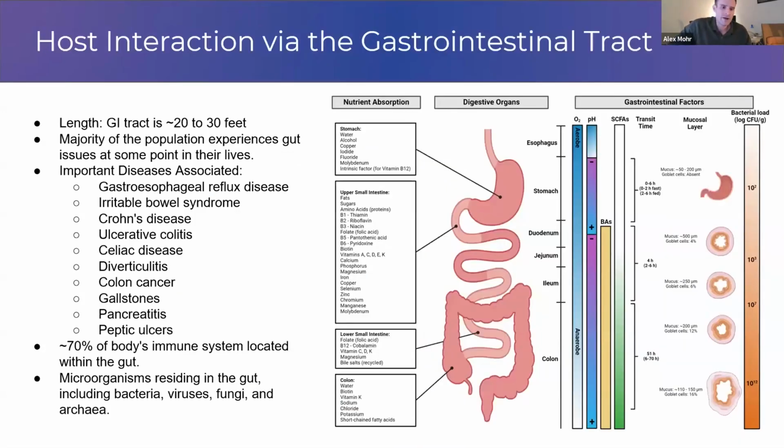So just some really quick A&P. So when we talk about the gastrointestinal tract, or the alimentary canal, if we're talking about through the mouth to the anus, we're talking about 20 to 30 feet.